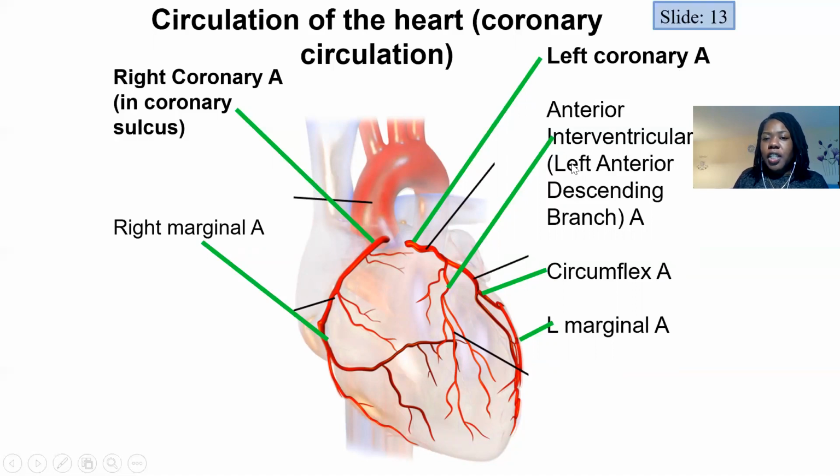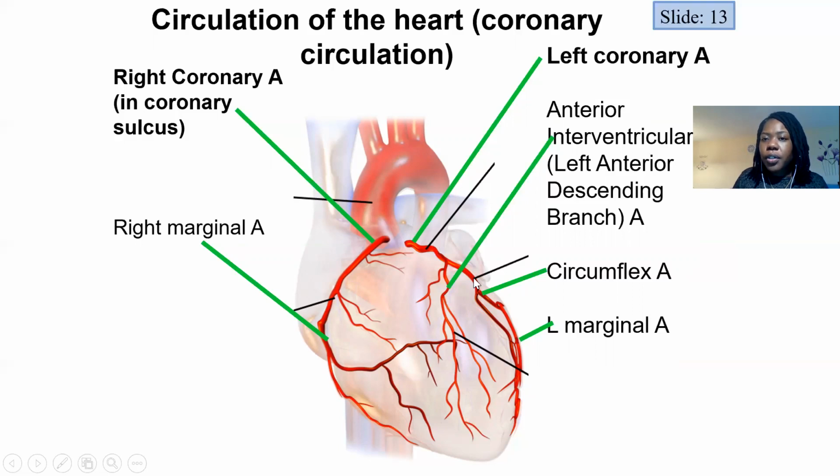The left branches, the first branch is going to be the left anterior descending branch, also called the anterior interventricular artery. Both of those terms are interchangeable. LAD, or left anterior descending, is an older term. Anterior interventricular is a newer term, and it actually indicates the area where this vessel is found. The anterior interventricular artery lies in the anterior interventricular sulcus, if you remember that groove I talked about earlier on the anterior surface of the heart.